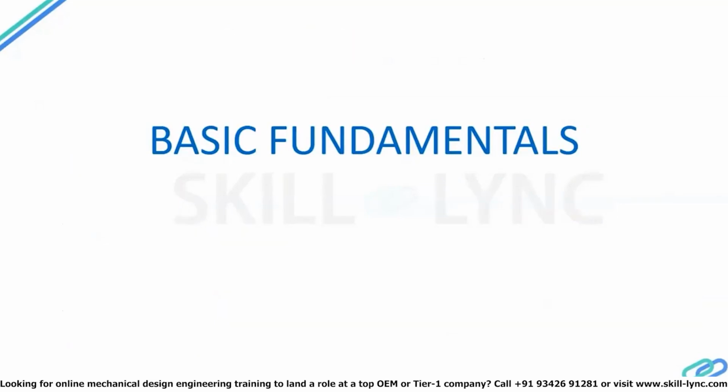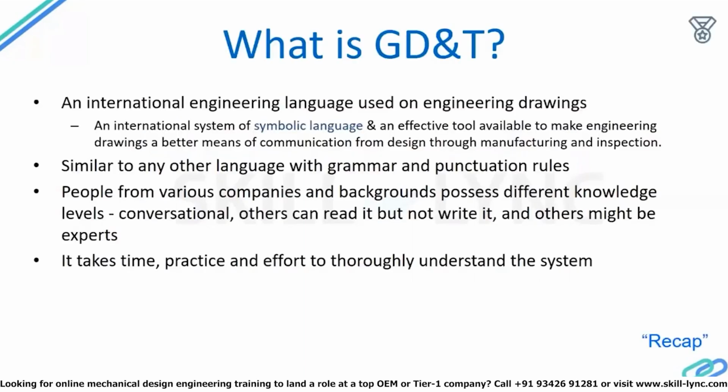So this being said, I'll try to recap what we have discussed so far. We have understood where GD&T started. It all started with requirement for interchangeability. And it all ended up for using geometric tolerancing instead of coordinate tolerancing. And from there, the field evolved wherein the standard started. Now we will see what are the basic fundamentals available in GD&T. And as I said, this is a recap wherein GD&T is an international system of symbolic language, and it is primarily driven by two standards. As I clearly stated, it will take time, practice, and effort to thoroughly understand the system.